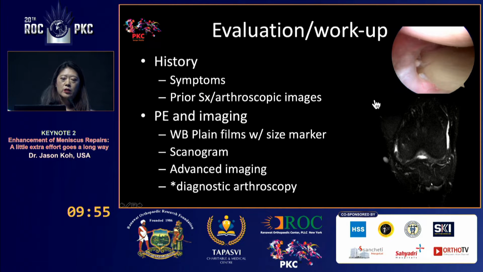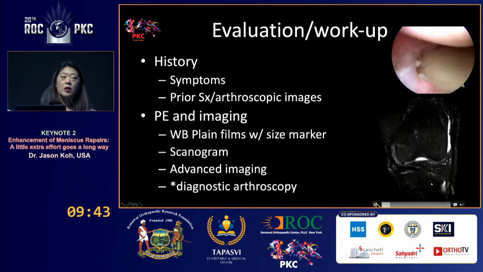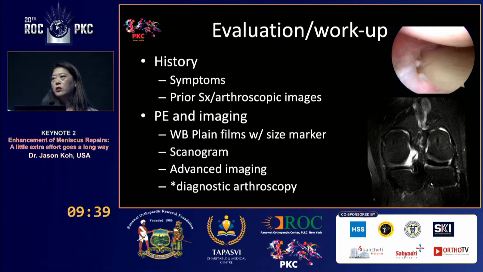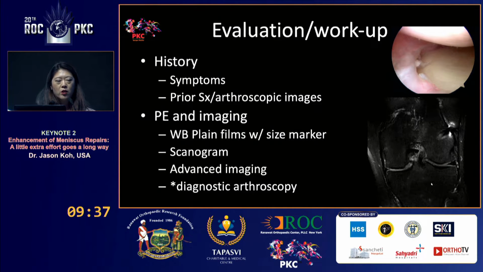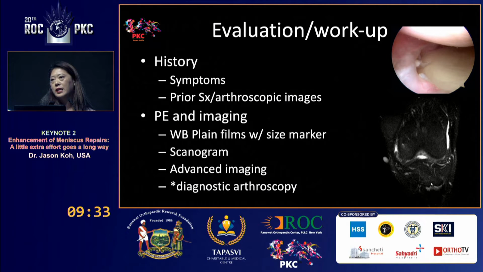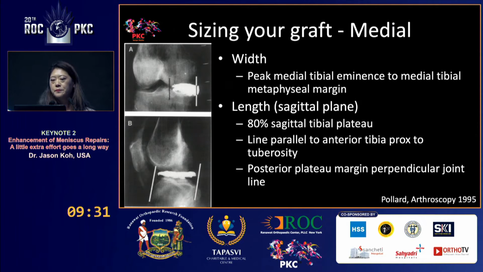So I'm going to talk about looking at weight-bearing plain films with size marker, and we'll talk about that on the next slide. Scanogram is important to assess coronal alignment. Advanced imaging, such as the MRI here, will show you, is there anything wrong with the ligament, how much of the meniscus is really there, is there subchondral bone marrow edema, what else do I have to address? And I would make an argument that a diagnostic arthroscopy is actually a part of the workup in looking at meniscus insufficiency.